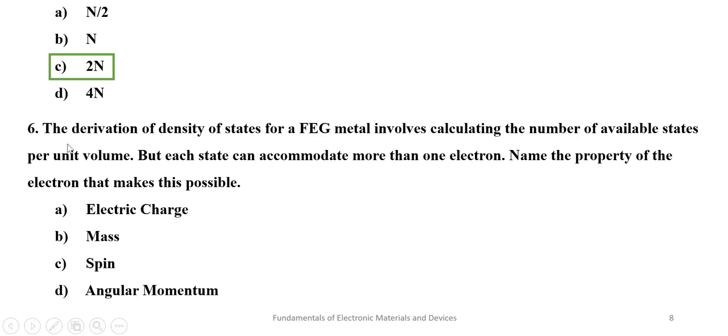So the next question is, the derivation of density of states for an FEG, that is the free electron gas model of a metal, involves calculating the number of available states per unit volume. But each state can accommodate more than one electron. Here we learned that it can accommodate two electrons, right? Name the property of the electron that makes this possible. Spin. Electric charge, no. Mass, no. Spin is the answer. The condition is that whenever we accommodate two together, they should be of opposite spin. Is it clear?